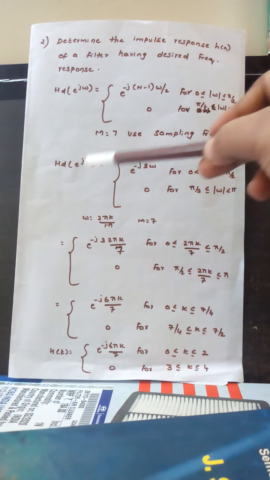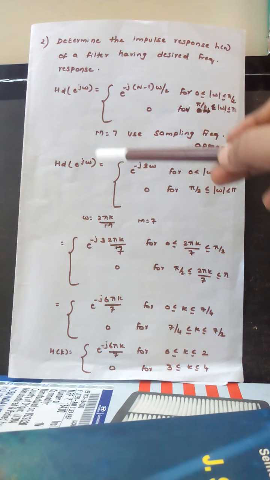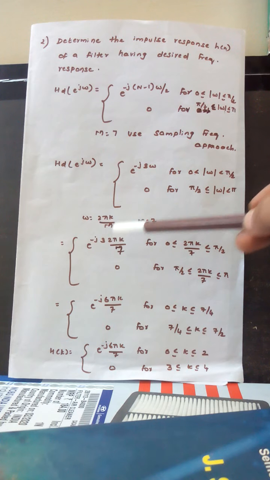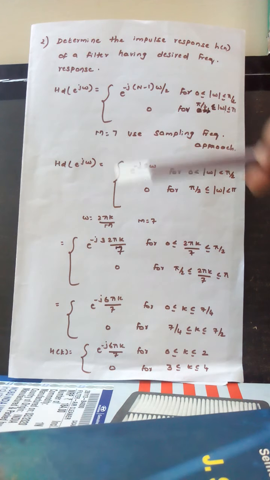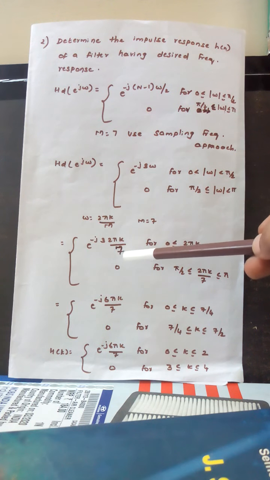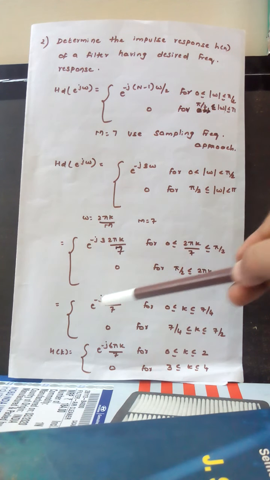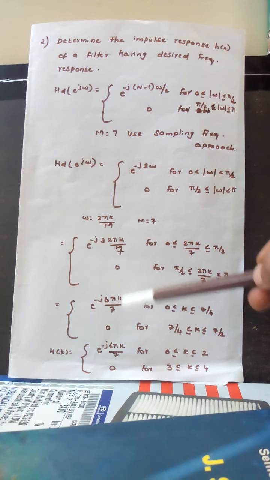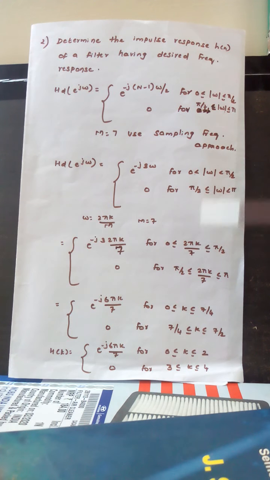So in this first step we have to sample that. Omega will be sampled at 2 pi k by M samples. So M value here is 7. So here omega will be replaced by 2 pi k by 7. So we'll get it as e to the power of minus j 6 pi k divided by 7. And again here omega will be replaced by 2 pi k by 7 here.